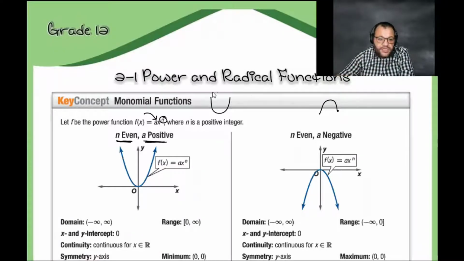If A is a positive value, it means the two end behaviors of the function are going up. If A is negative, the two end behaviors of the function are going down. Any problem for this one?